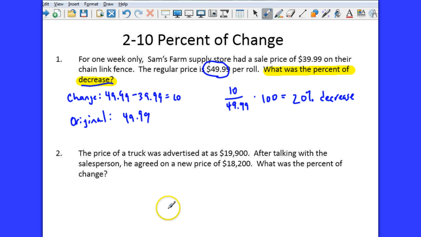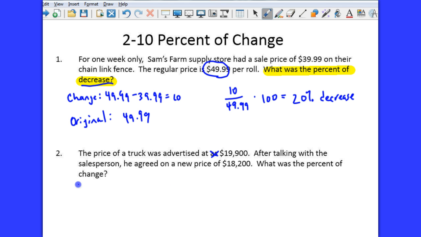The price of a truck was advertised, as there's my bad typing right there. I'm going to cross that off. That's some bad writing there by me. The price of a truck was advertised at $19,900. After talking with the salesperson, he agreed on a new price of $18,200. Oh, how nice he was. What was the percent of change?